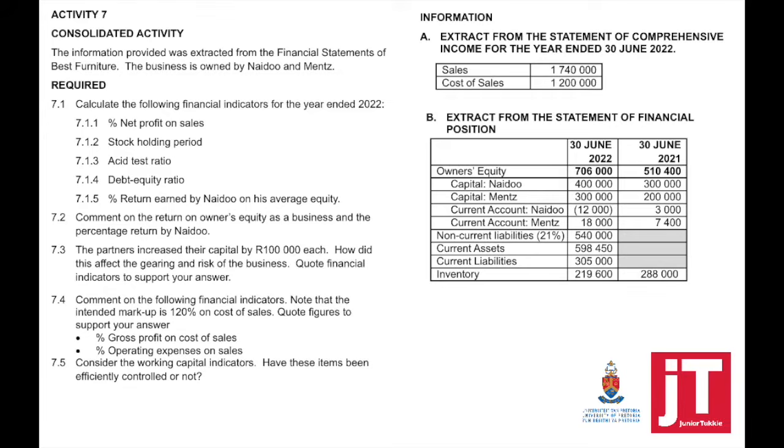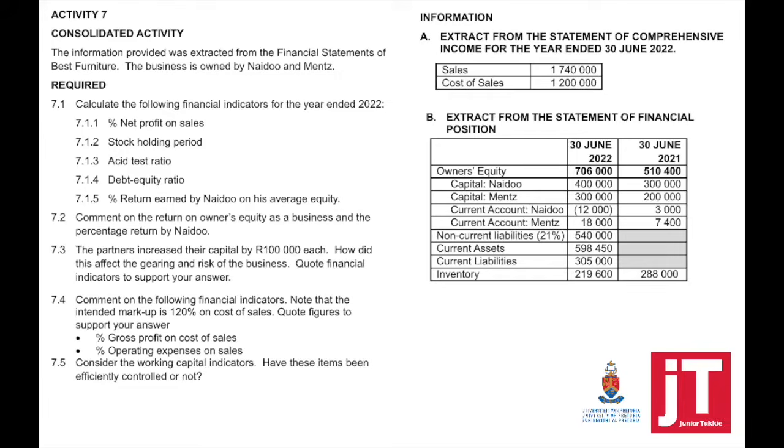7.3. The partners increased their capital by 100,000 each. How did this affect the gearing and risk of the business? Quote financial indicators to support your answer. 7.4. Comment on the following indicators. Note, the intended markup is 120% on cost of sales. Quote figures to support your answer.